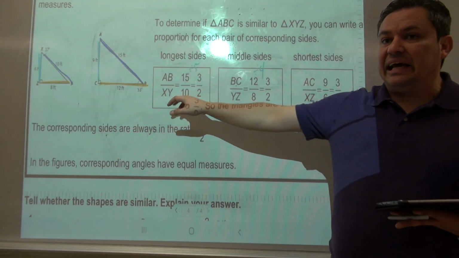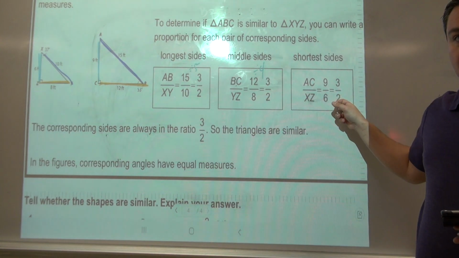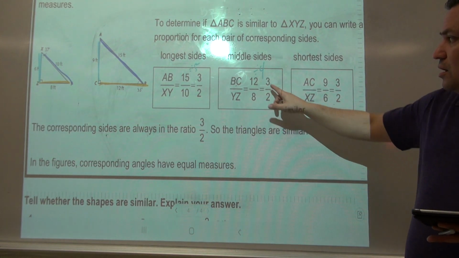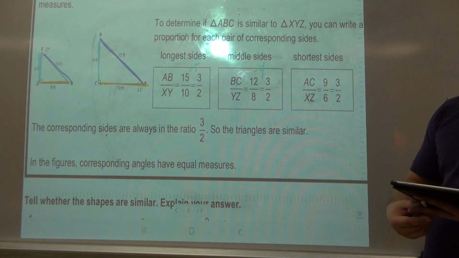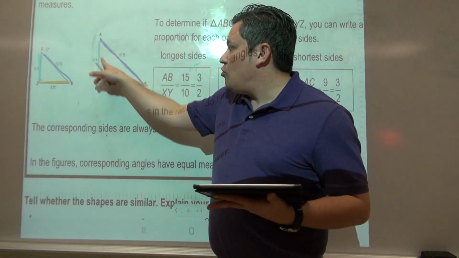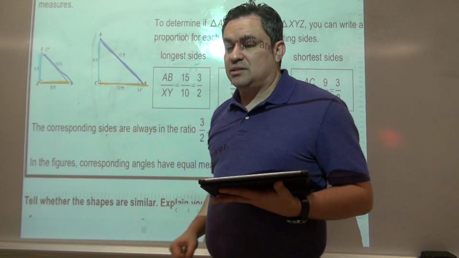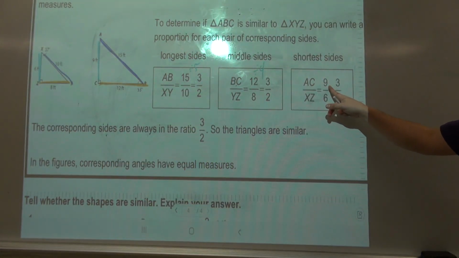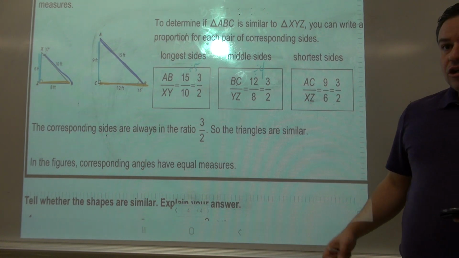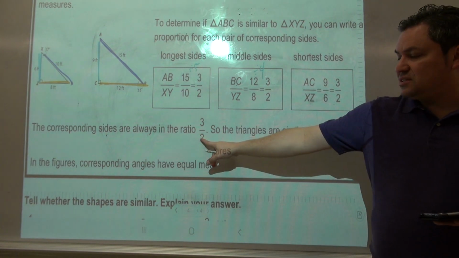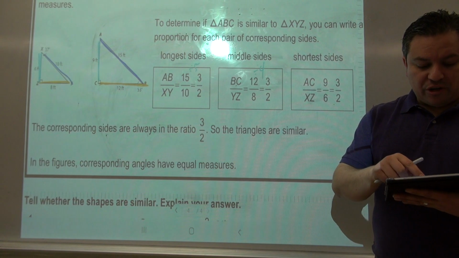Don't stop at the second one because the third one might be incorrect. Okay? When you divide by 4, you also get 3 halves. And the last one, you get 9 over 6, which you divide by 3. Simplify, you get 3 halves. So the ratio for this one is 3 over 2, 3 halves.